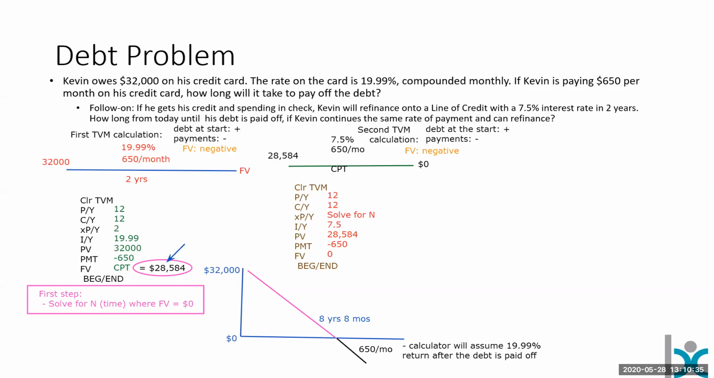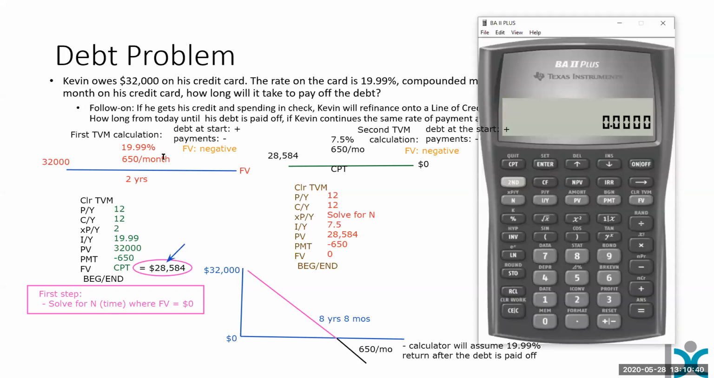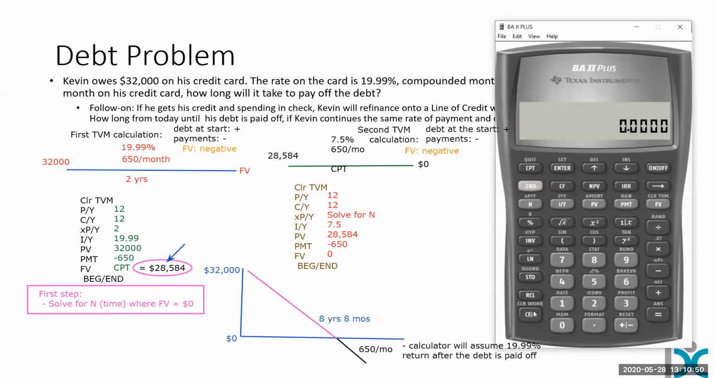Okay, so let's go to the second part here, the 7.5% component. All right, and this is where we're going to set our PY and CY again to 12. Oh, sorry, I should do a clear all at the start. Clear time value of money. All right, now we'll set our PY and CY to 12.